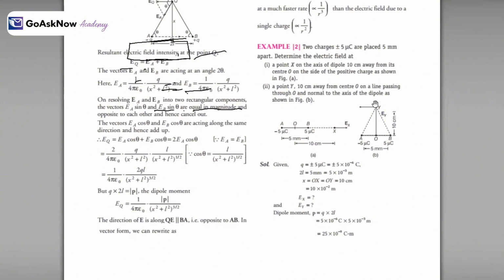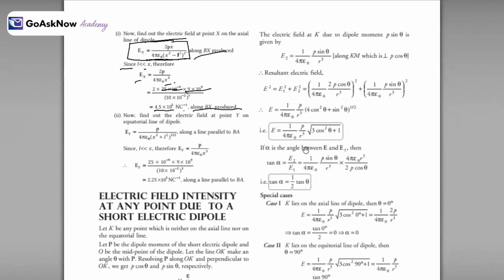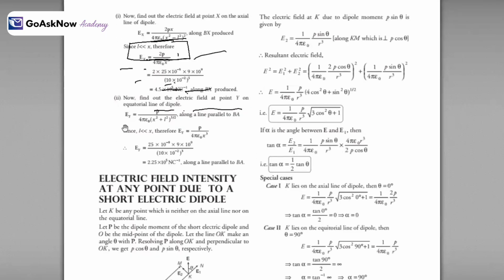Similarly, for the Y field, the distance from the center of the dipole is given as 10 centimeter. Okay, so let's see what is the value of Ey here. The Ey formula is P by 4 pi epsilon naught into x square plus L square to the power 3 by 2, because we have already told you this is a case of an equatorial point, and the formula for an equatorial point is like this. It is along the line parallel to BA. Since here also L is very less than x, therefore we have Ey equal to P by 4 pi epsilon naught x cube, because the L square term is neglected, and then we will get this result.